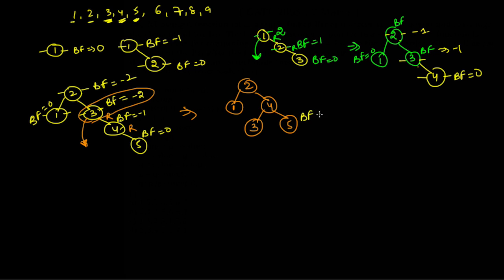So the balance factor here is 0. The balance factor here is 0. Here the balance factor is 0. Here the balance factor is 0. And here the balance factor is -1. Okay. Now the next data is 6. So if we add 6 to this, then 6 will come somewhere here. So when 6 comes here, let us see if this tree is balanced or not.